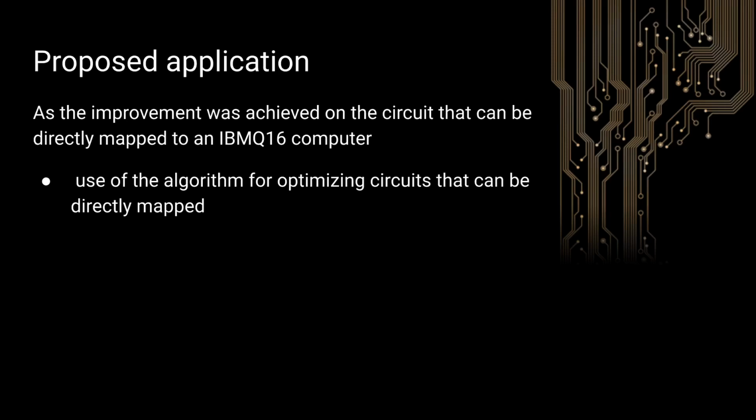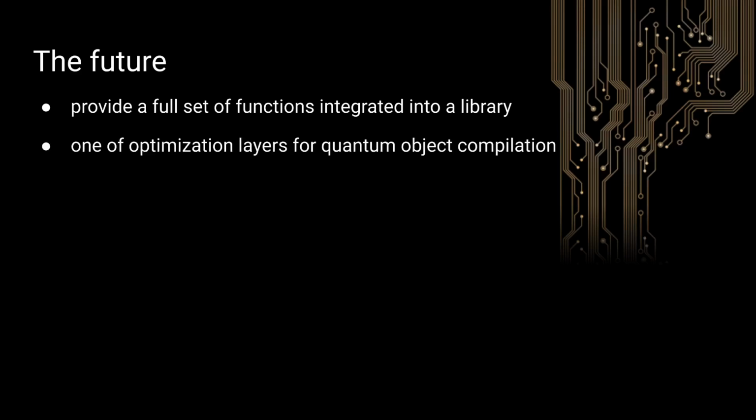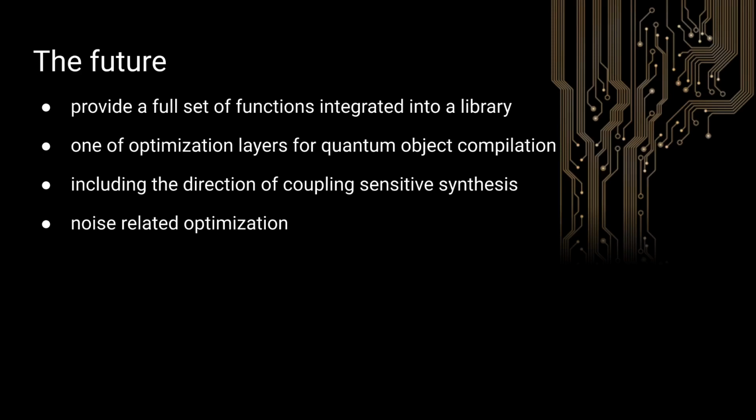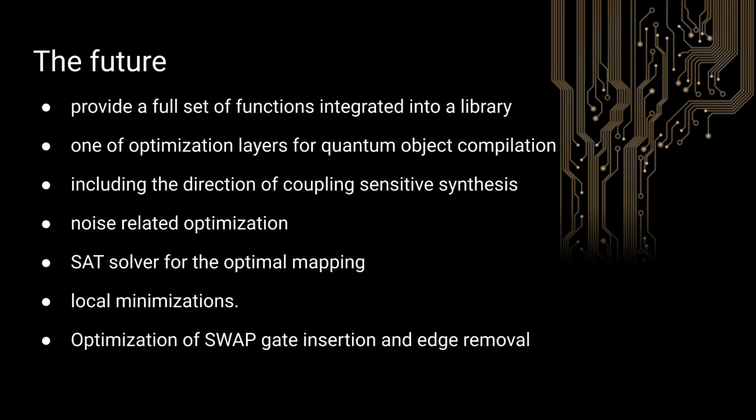In the future, we plan to provide a full set of functions integrated into a library that can be integrated in other algorithms solving the quantum layout problem. Our implementation could alternatively find its place as one of the optimization layers for quantum object compilation. The next steps in the final development are going to be including coupling direction-sensitive synthesis, noise-related optimization, a SAT solver for the optimal mapping, and adding local minimizations, as well as optimizing the swap gate insertion and edge removal. Once all these features are implemented, testing and comparative analysis with other state-of-the-art algorithms is to be performed.